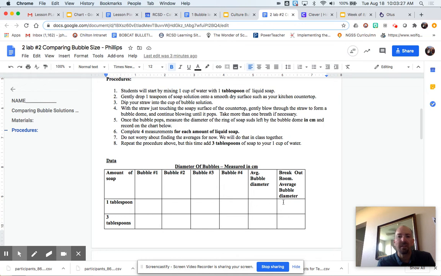Don't worry about calculating the average or the breakout room boxes yet. We're going to talk about those on Monday. And then you're going to repeat the experiment, but this time with the soap solution that has 3 tablespoons of soap in it. And you're going to make a good bubble, and you're going to count it. And then you're going to fill these out, and you're going to repeat that 4 times. Okay, and then you just clean up, and you're basically done at that point.